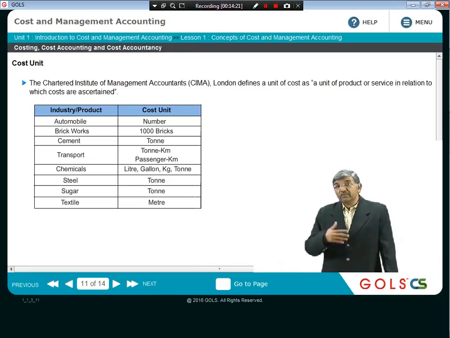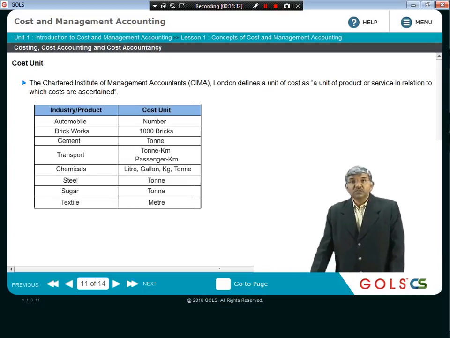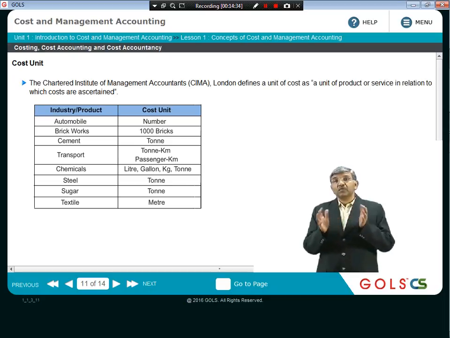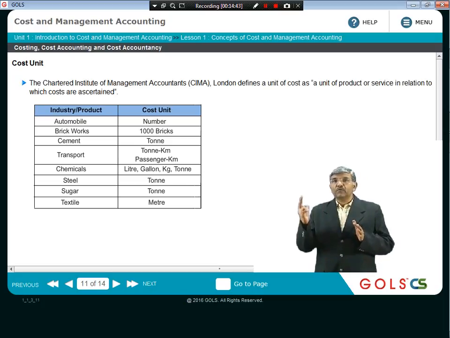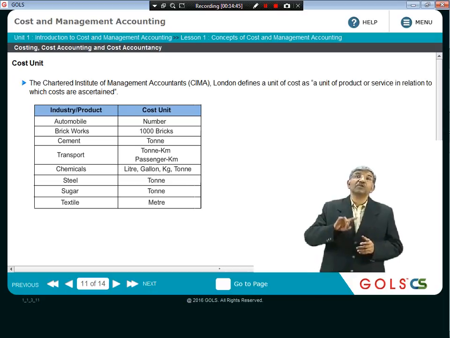When we are talking about the cost unit, again, CIMA London defines a unit of cost as a unit of a product or a service in relation to which costs are ascertained. So whenever you talk about the total cost of production, say the total cost of 1000 units is 10,000, then how much is the cost of 1 unit? That is called a cost unit.